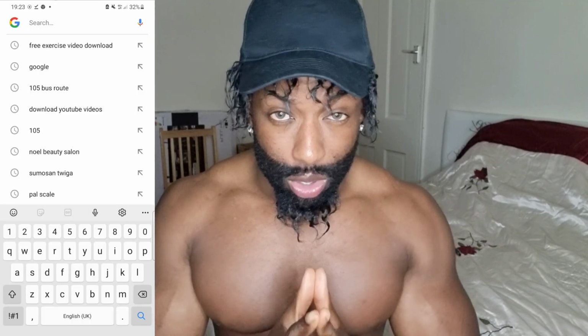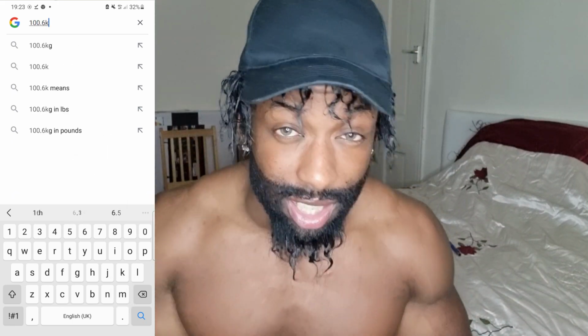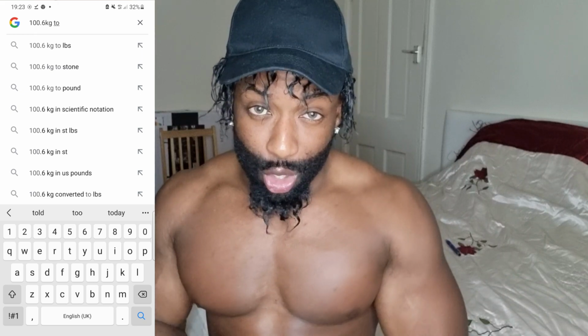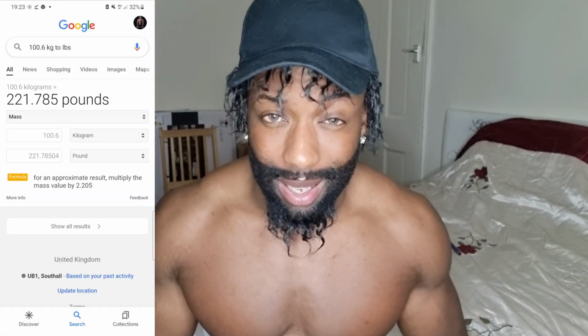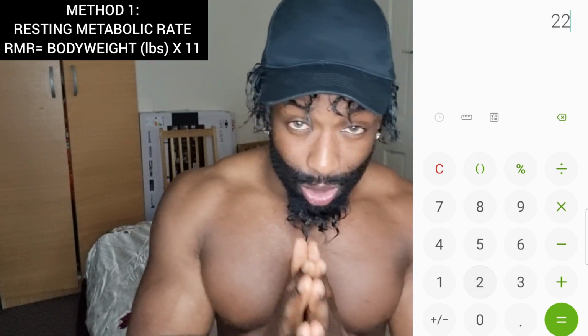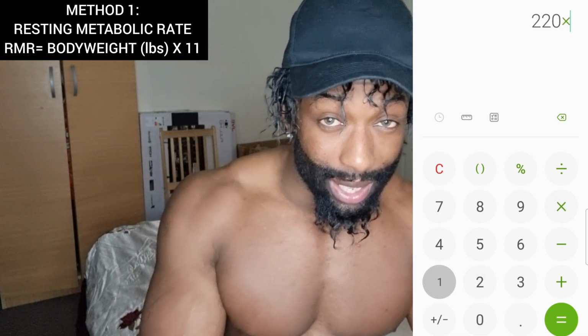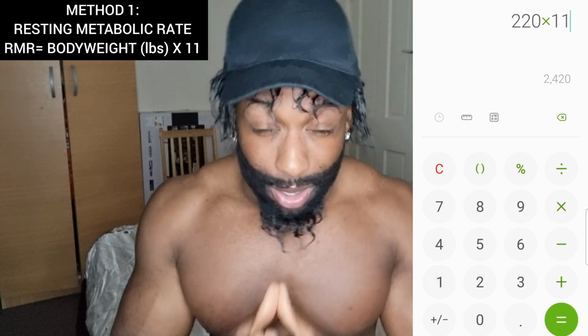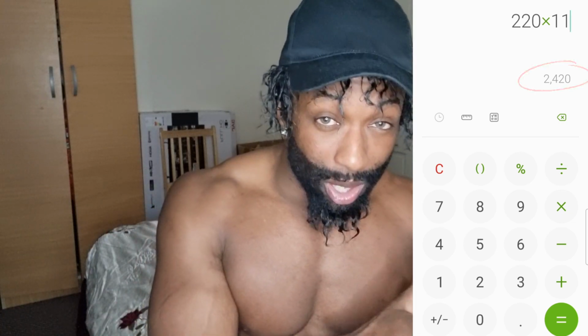UK people are screaming at me right now, kg. But for this formula, you need to use pounds. Just convert your kg to pounds. You can do it online. It's instant. So 220 times 11, and that's your RMR, your resting metabolic rate, and that would be 2,420. That's my resting metabolic rate.